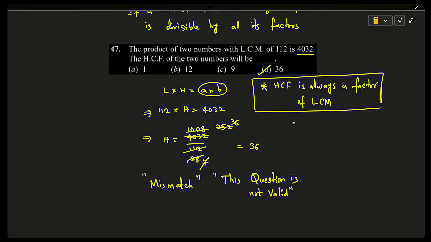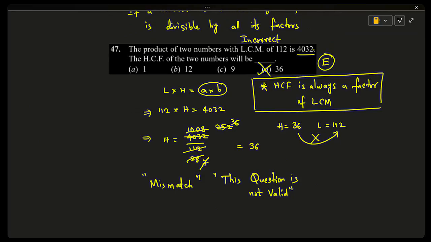But clearly in this question HCF we got is 36 and LCM given in the question is 112, and clearly we see that HCF is not a factor of LCM. So the question data is incorrect. Even though we got the answer by the formula, they should follow the property that HCF should always be a factor of LCM, but it is not matching. So we are not going to D. You should also check whether HCF is a factor of LCM or not.